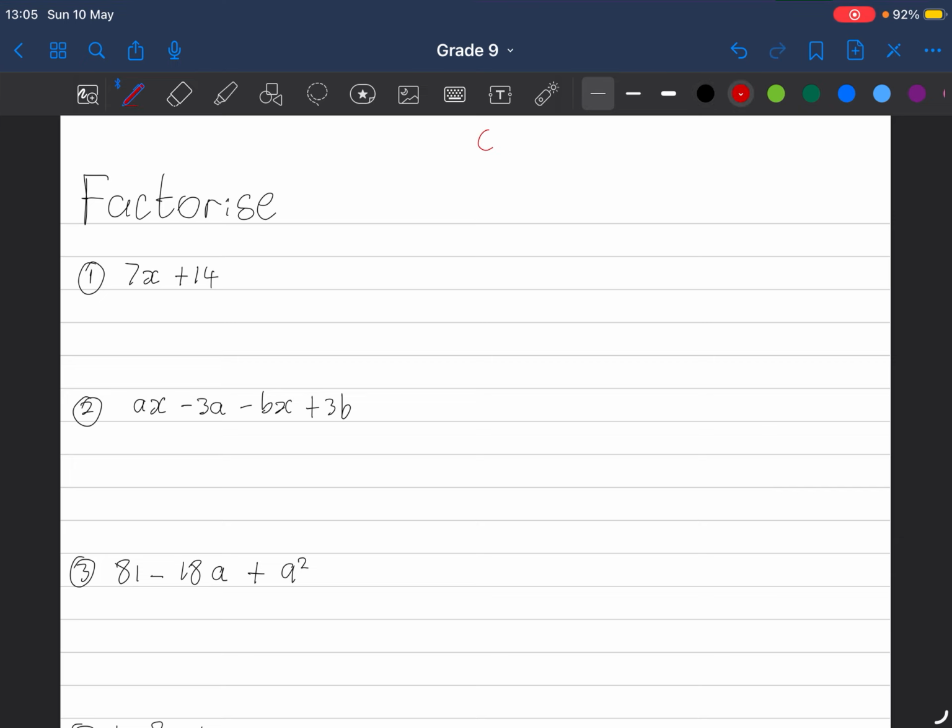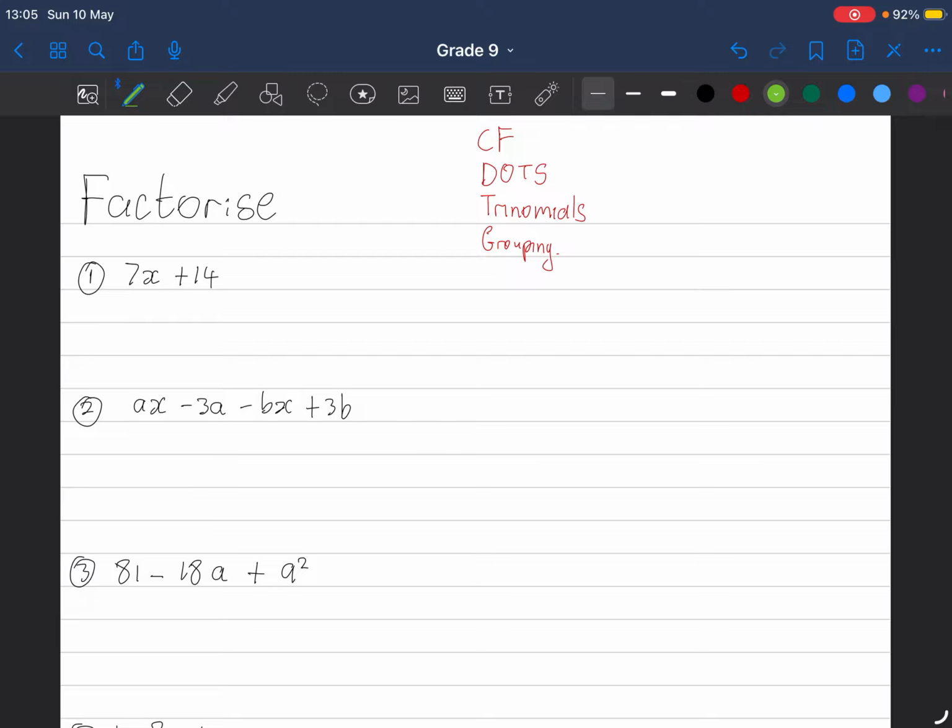The first one is called common factor, the second one is dots, the third one is trinomials, and the fourth one is called grouping. So while it's not necessarily always in that order, those are the four methods we use.